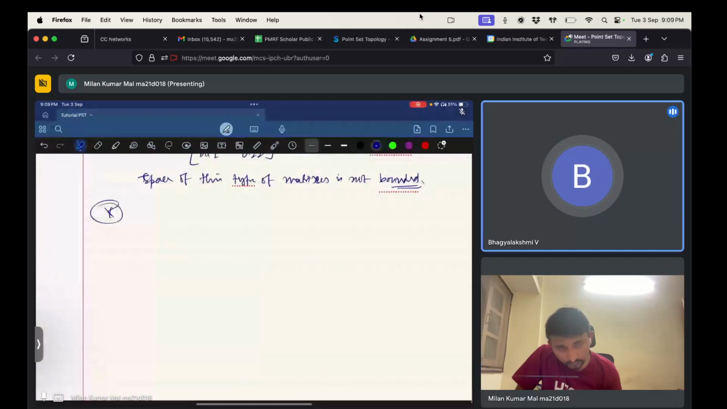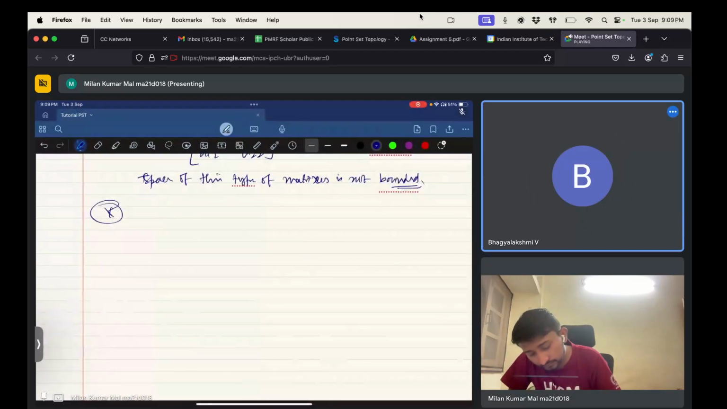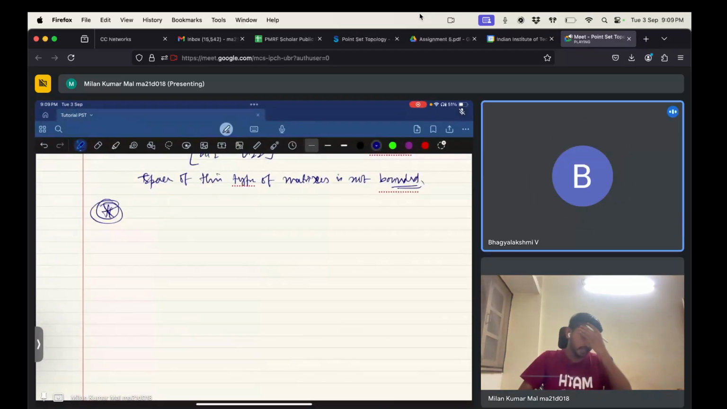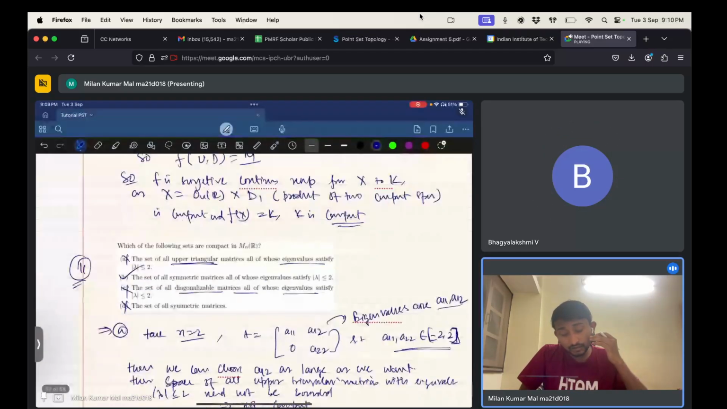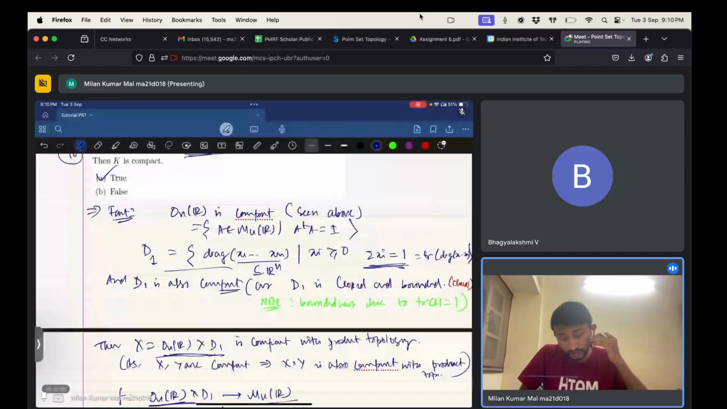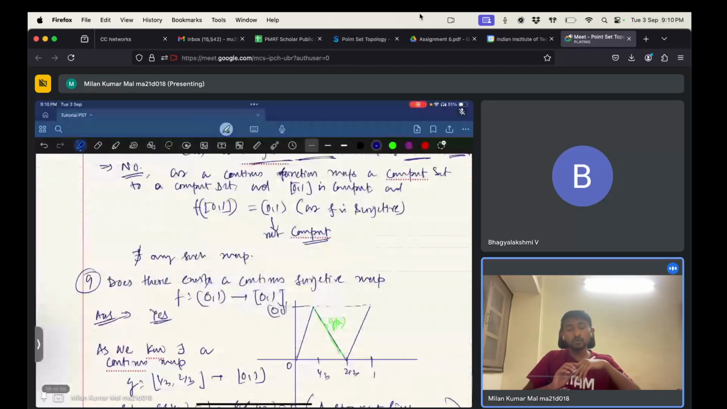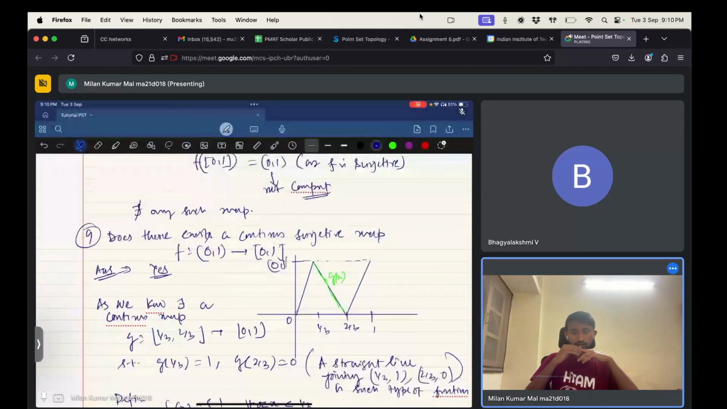Okay. Is there any doubt? Sir, any other doubt, 9 also? Okay, 9. 9 is the reverse. 9 is asking whether there exists a continuous surjective map from open interval 0, 1 to closed interval 0, 1, right?